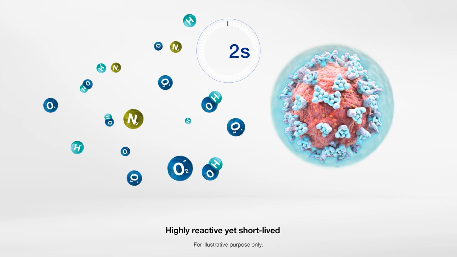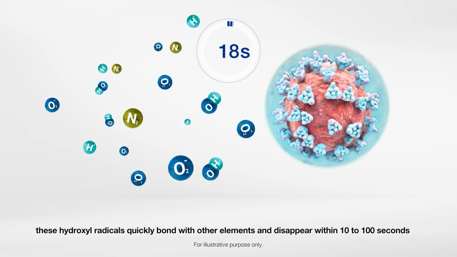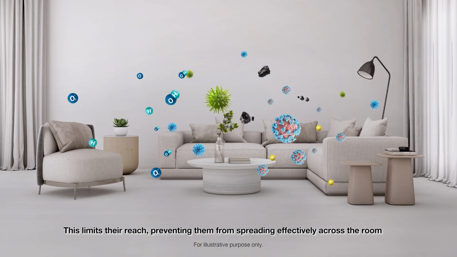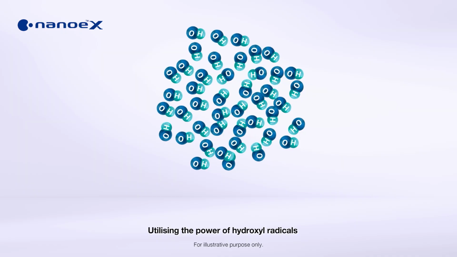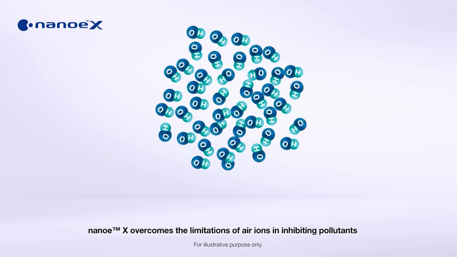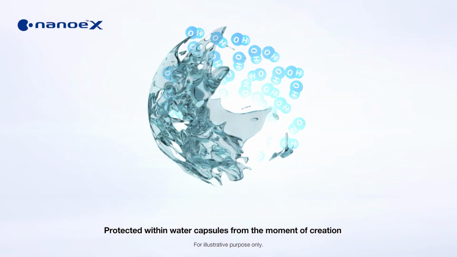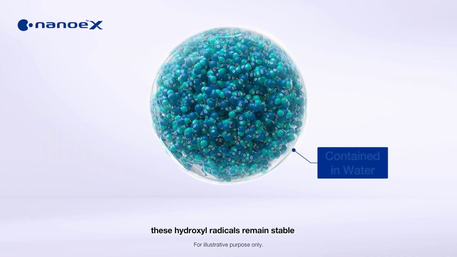Highly reactive yet short-lived, these hydroxyl radicals quickly bond with other elements and disappear within 10 to 100 seconds. This limits their reach, preventing them from spreading effectively across the room. Utilizing the power of hydroxyl radicals, nanoe overcomes the limitations of air ions in inhibiting pollutants. Protected within water capsules from the moment of creation, these hydroxyl radicals remain stable.